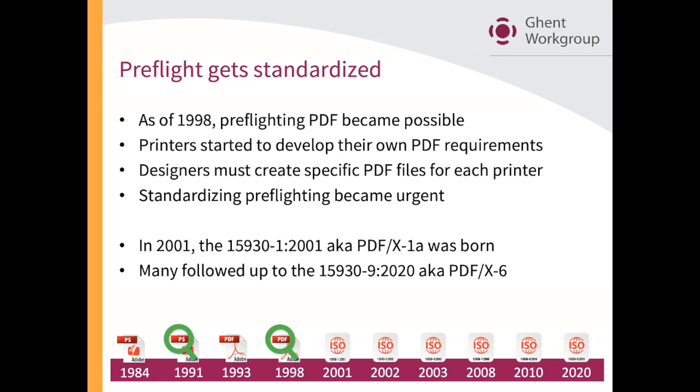And by 2001, the ISO standard committee created the first specification dedicated to printing that we all know as PDF/X-1A. It also has a specific ISO name, 15930 and so on. But yeah, we all know the shorter version. And after that, of course, the technology evolved, the RIP engine evolved, and many specifications followed until today with the PDF/X-6 that exists.